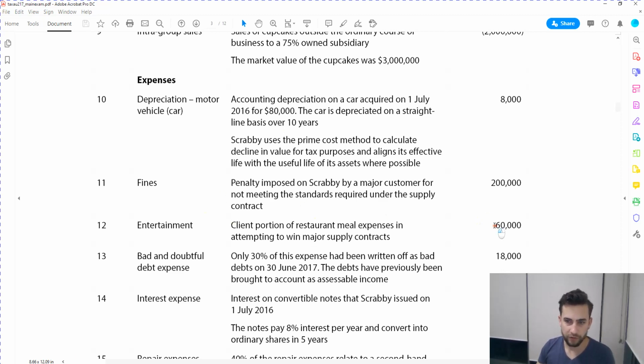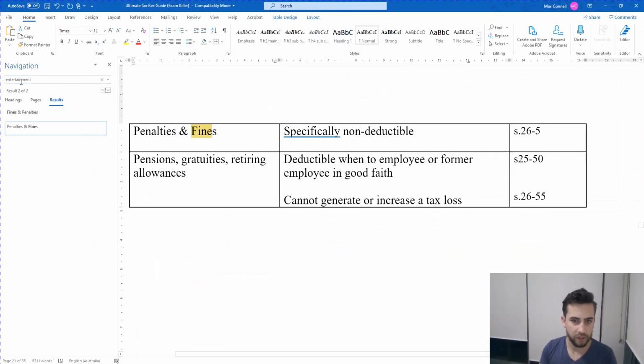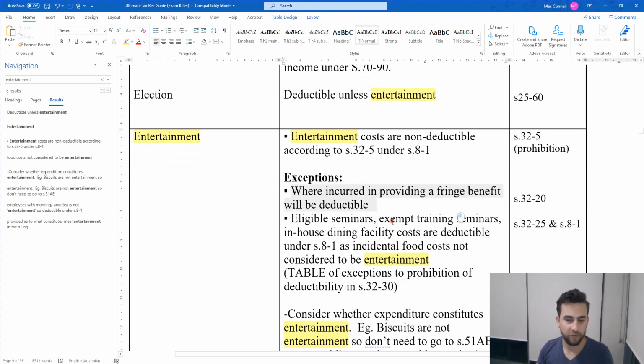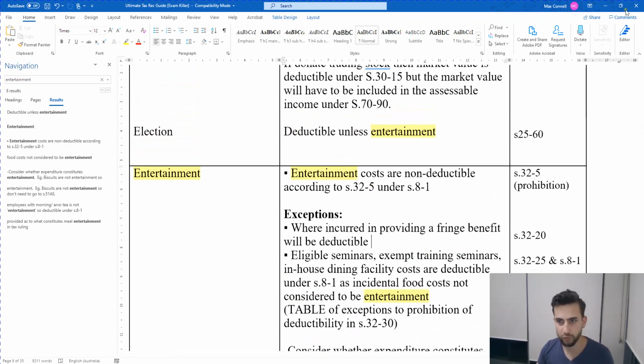So let's have a look here. They've included 60K of deduction over here. So the declined proportion of restaurant meal expenses in attempting to win major supplier contracts. If I do a quick Control F of entertainment, you'll see it will say the same thing. Entertainment costs are non-deductible by default unless you've actually paid FBT on it. So that's how it's structured. It's non-deductible by default unless you've paid FBT on it. This is the exception. But per the question, it doesn't actually say that they've paid FBT on it, therefore it would be not deductible under Section 32-5.